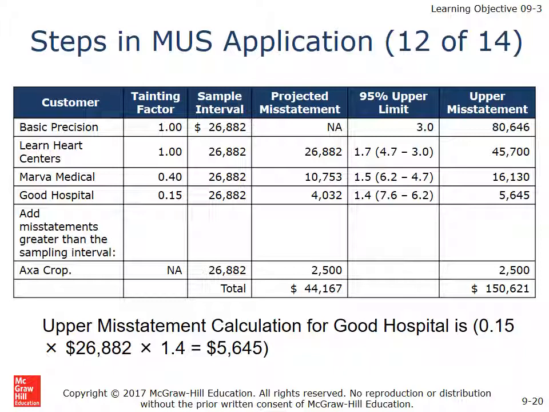And the ACC difference, there is no sampling risk, so we just add in the actual misstatement we found. So the upper misstatement calculation in total would be 150,621. The projected misstatement is 44,167. That's how you find your upper misstatement using monetary unit sampling.